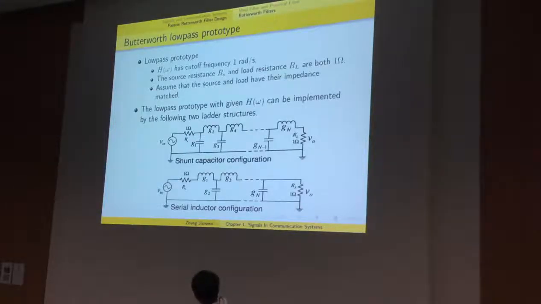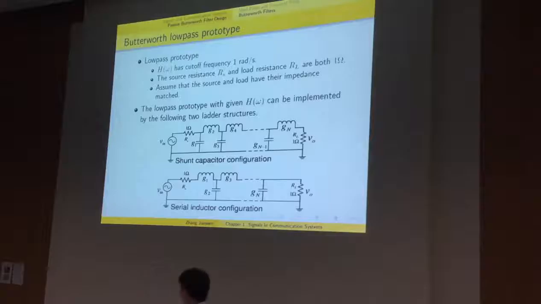If you look at this section, it looks like a pi, right? If you look at this G1, G2, and G3, it looks like a pi, and this pattern will repeat. In the other one, G1, G2, and G3 look like a T, right? So the first configuration is sometimes called pi type, and the second configuration is sometimes called T type. So we have these two configurations.